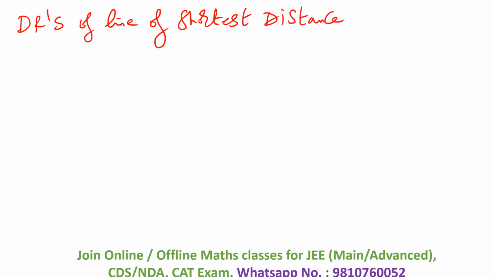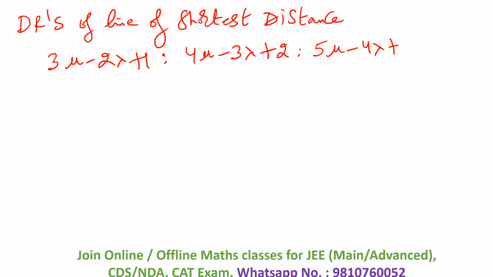And these direction ratios come as 3 mu minus 2 lambda plus 1 is to 4 mu minus 3 lambda plus 2 is to 5 mu minus 4 lambda plus 2. Right? Now, they are proportional to the original direction ratios. Minus 1 is to 2 is to minus 1. So just create this proportion.